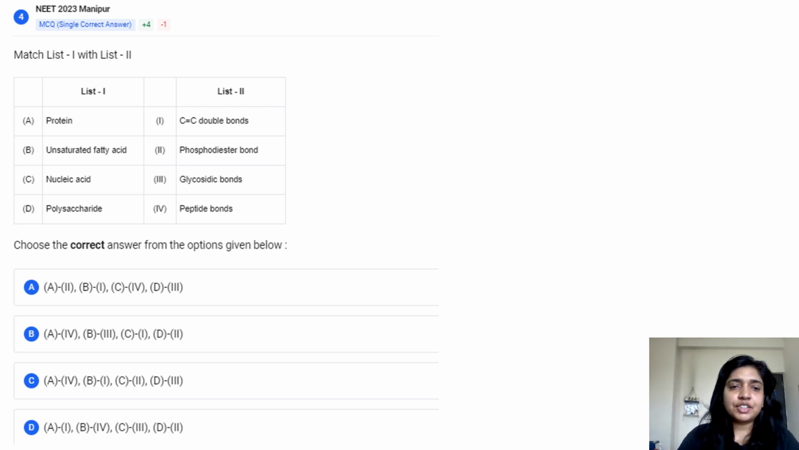Unsaturated fatty acids will have carbon-carbon double bond, so B will go with 1. We have two options remaining. Then protein has peptide bonds, A4. Okay, so this is the correct option. A4, B1. The nucleic acid has phosphodiester bond and polysaccharides have glycosidic bond. Let's move ahead.